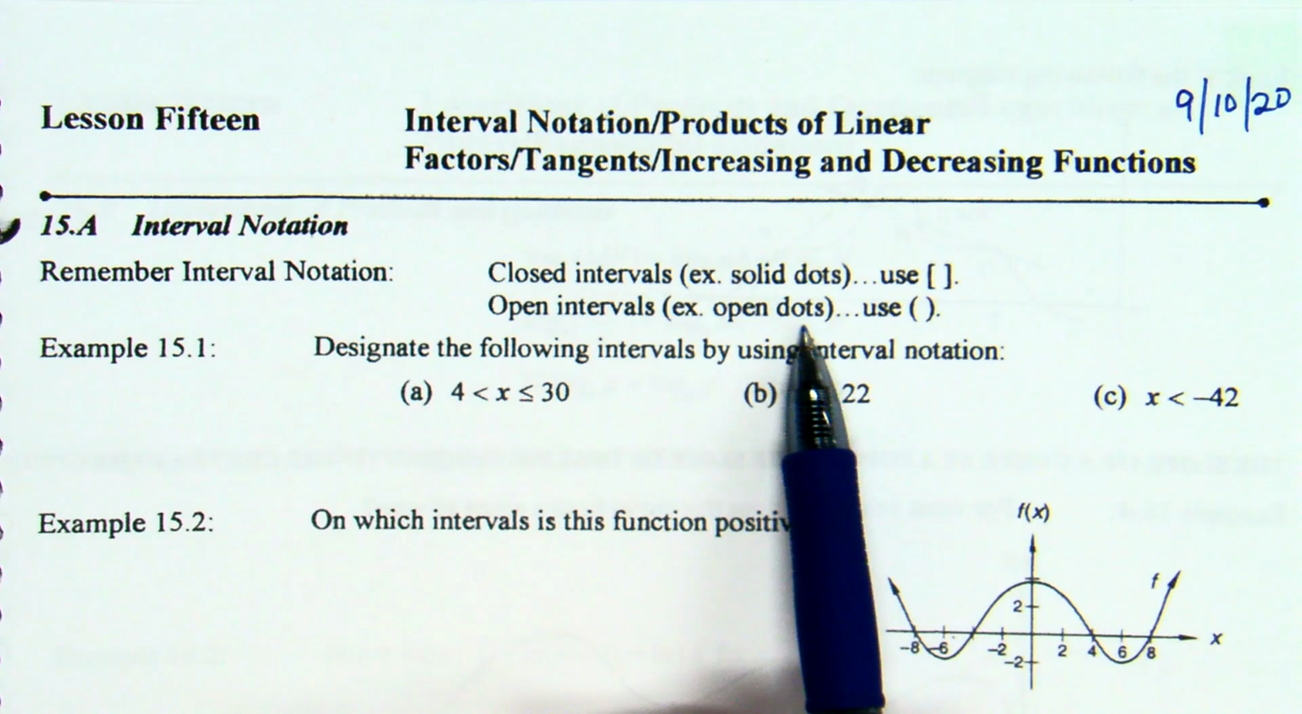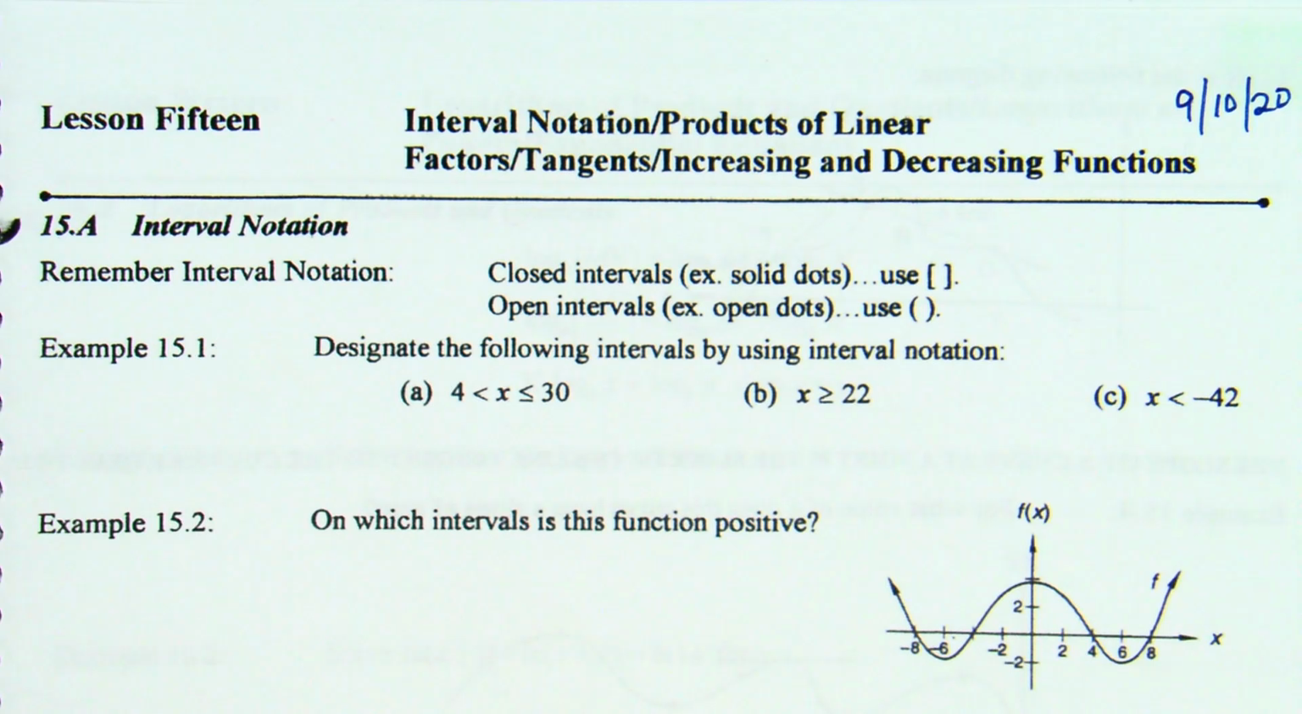In pre-cal we tried to do a lot of interval notation. In calc, I feel like we just kind of use them both randomly. I don't feel like it's always use this or always use that. So, thoughts on 4 less than x less than or equal to 30?